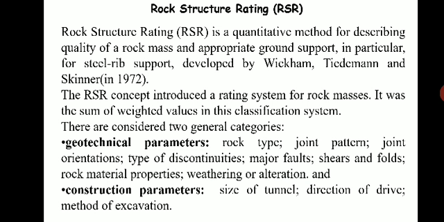And the construction parameters are the size of the tunnel, the direction of drive, then the method of excavation. So these come under the construction parameters when you go for the construction of a tunnel. Taking tunnel as an example, the construction parameters include what is the size of the tunnel, what is the direction of the drive, and how the excavation should be done, that is the method of excavation. So these parameters are considered while describing the rock structure rating.